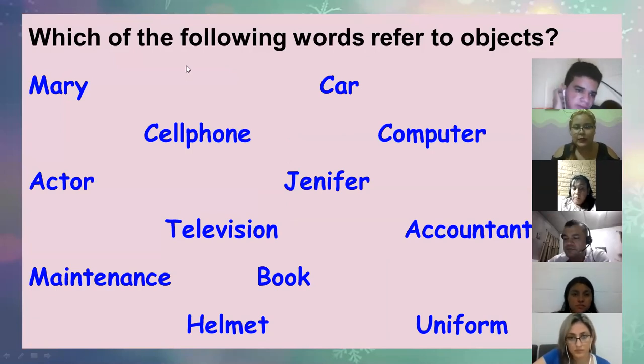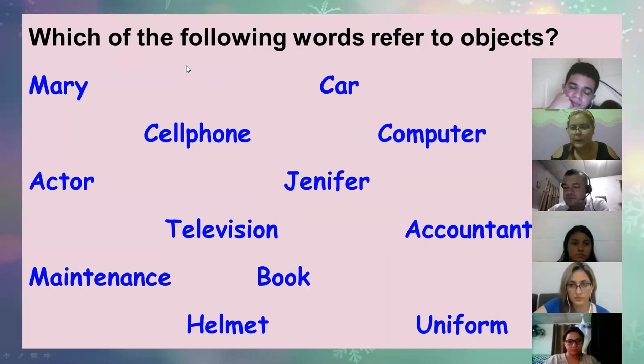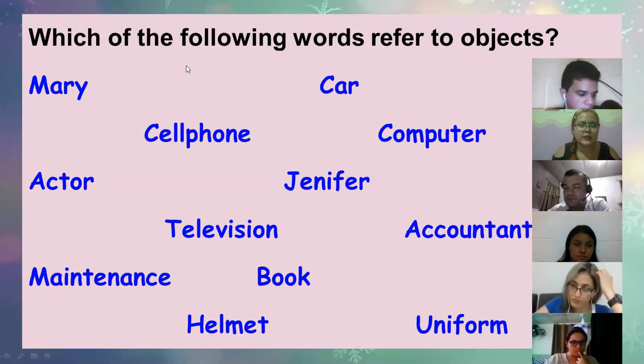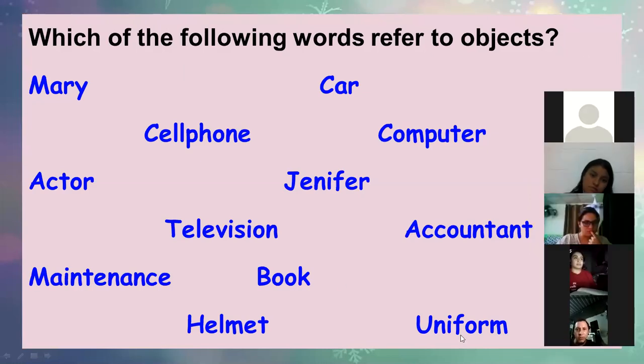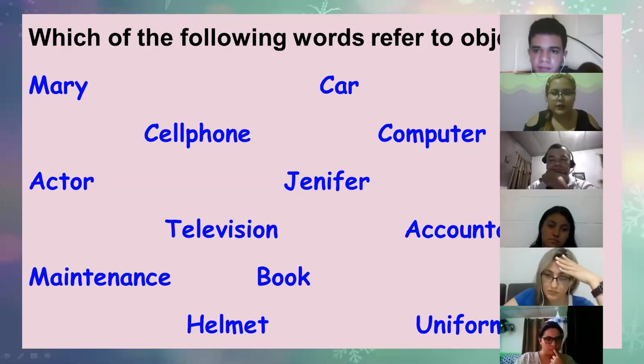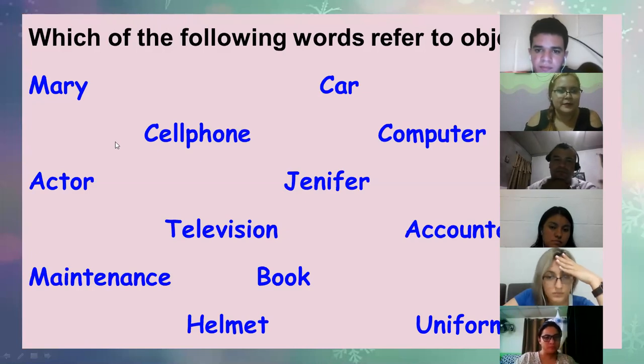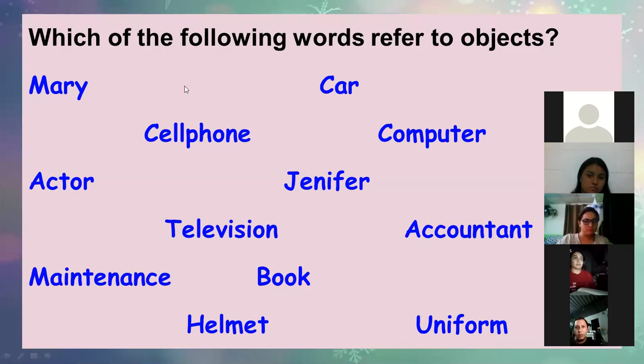And we have different words. Can you read the different words? Let me see. Help me, Roberto, Melara. Help me with the different words here. Mary, cell phone, car, computer, Jennifer, actor, television, accountant, book, helmet, maintenance, uniform. Uniform. Yes, that's right. Thank you so much. You see, we have different words right here.